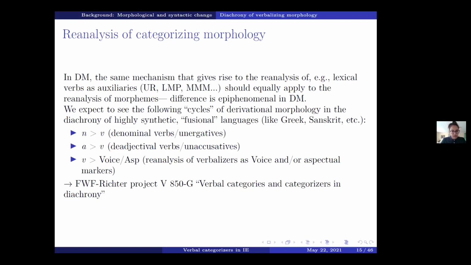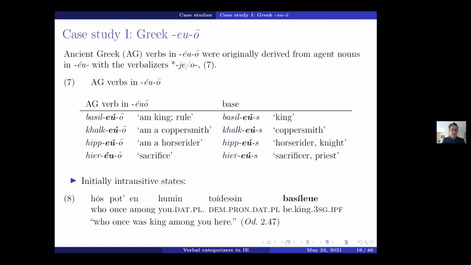We expect to see verbalizers arising from nominalizers in the context of the nominal verbs, unergative verbs. We expect verbalizers to arise from adjectival morphology in the adjectival verbs. And we also expect the verbalizers themselves to be reanalyzed as higher functional suffixes, so morphology relating to voice and aspect. So now we can go to the case studies very briefly and look at some of the evidence for this.